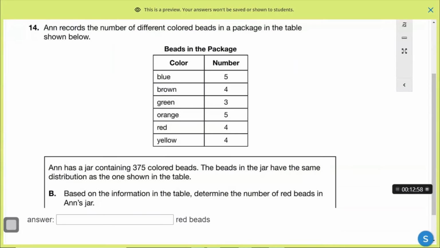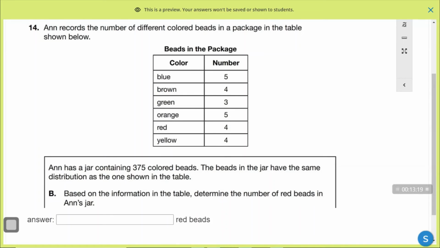Part B. Anne has a jar containing 375 colored beads. The beads in the jar have the same distribution as the ones shown in the table. That means that I can take the proportions of this table here and apply it now to a jar that's 375 colored beads. Based on the information in the table, determine the number of red beads in the jar.